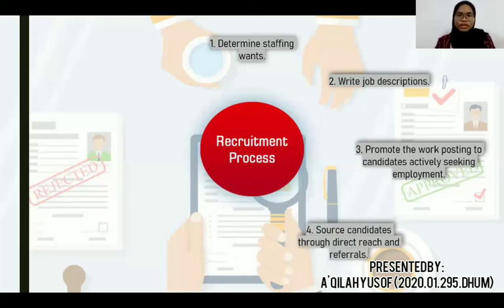Next, source candidates through direct outreach and referrals. Sourcing focuses on passive candidates, or those that aren't actively looking for employment. A recruiter or dedicated sourcer can conduct an intensive search to find candidates that could be a decent fit, then proactively reach out and encourage them to apply.